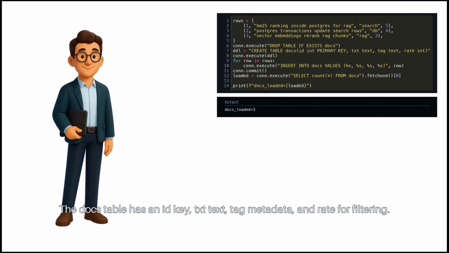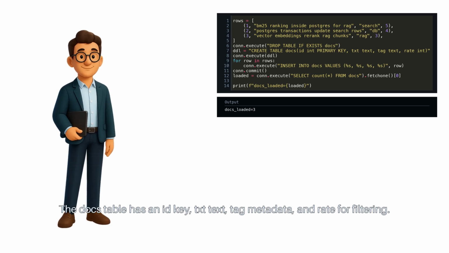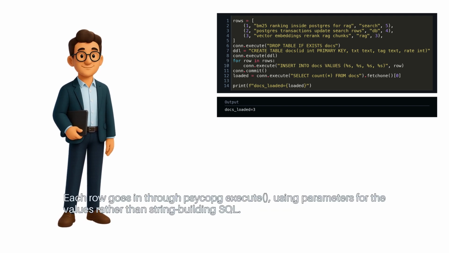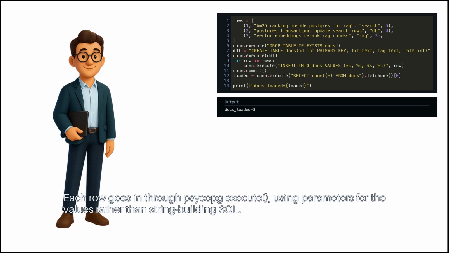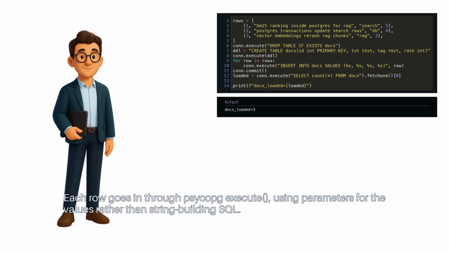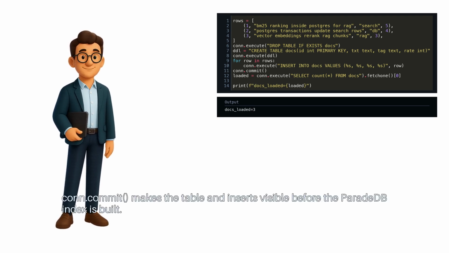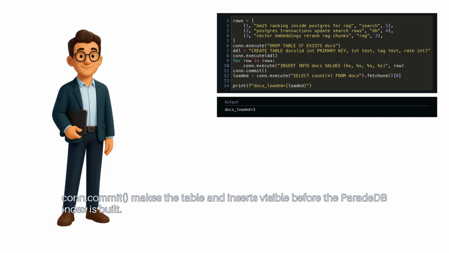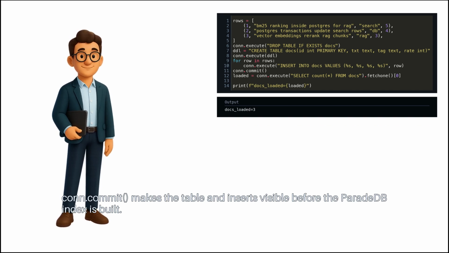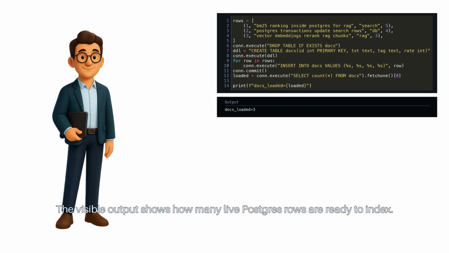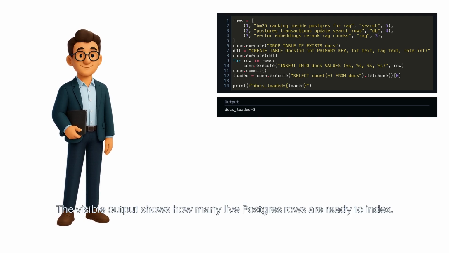The docs table has an id key, txt text, tag metadata, and rate for filtering. Each row goes in through psycopg execute, using parameters for the values rather than string building SQL. con.commit makes the table and inserts visible before the ParadeDB index is built. The visible output shows how many live Postgres rows are ready to index.